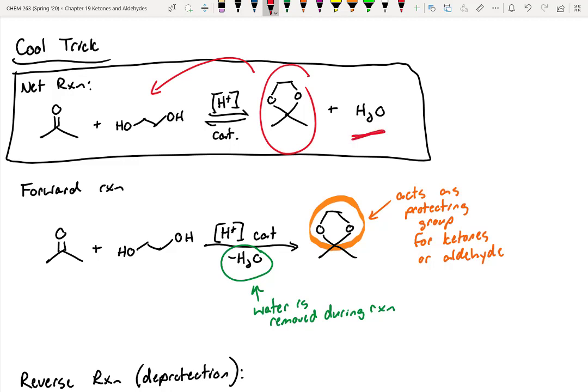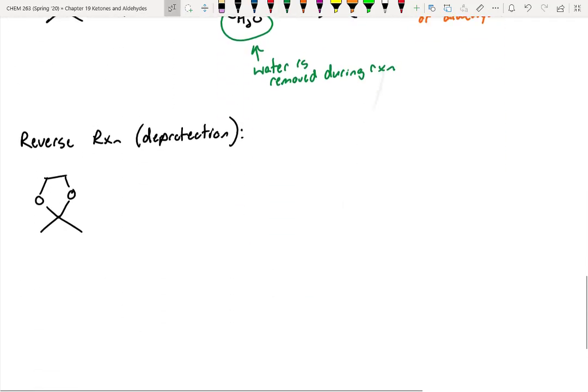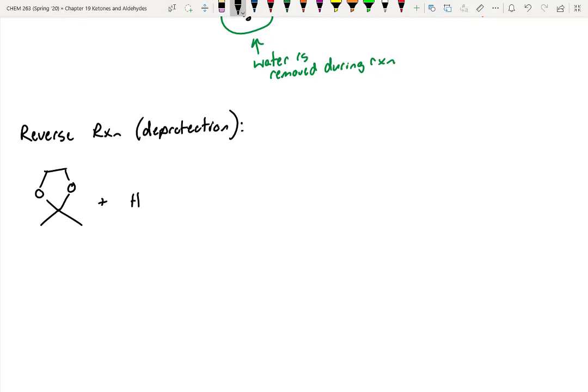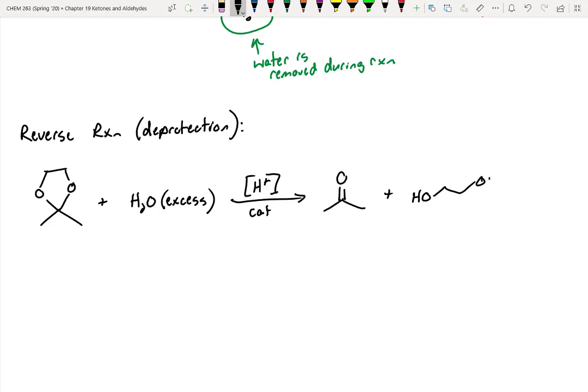Well, a simple strategy would be to just flood it with a ton of water. If you flood it with a ton of water, Le Chatelier's principle says it'll favor the opposite side of the equilibrium. And that's exactly what you can do to deprotect. So you react this with H2O in excess, and then treat this with catalytic acid. When you do this, you can go in the complete reverse reaction, and you can kick off that alcohol as your leaving group. So this allows you to deprotect your protected aldehyde or ketone.